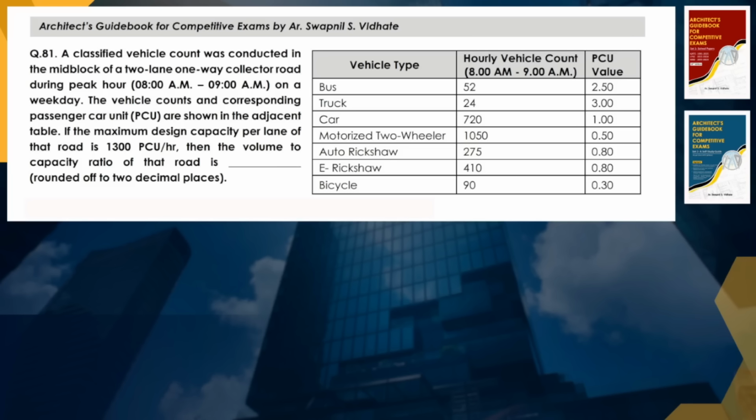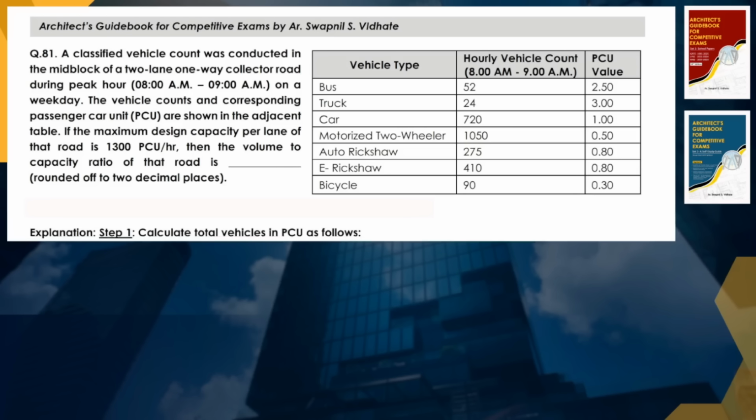If the maximum design capacity per lane of that road is 1300 PCU per hour, then the volume to capacity ratio of that road is how much? So basically in this, we have to find the volume of that particular road and then the capacity, right? If we divide volume by capacity, we will get the actual figure expected in the question. So step one, we will first calculate the total vehicles in PCU, right? They have mentioned hourly vehicle count, that is 52 for the bus, and then this is the PCU value. If we multiply by this, we'll get the actual total vehicles in terms of PCU.